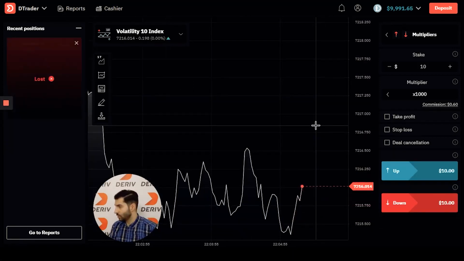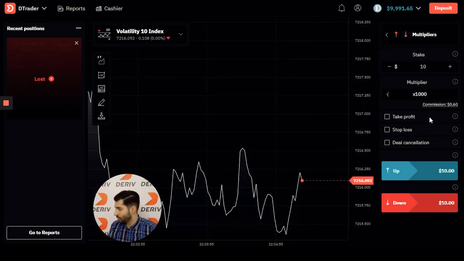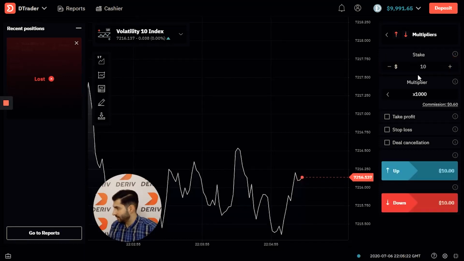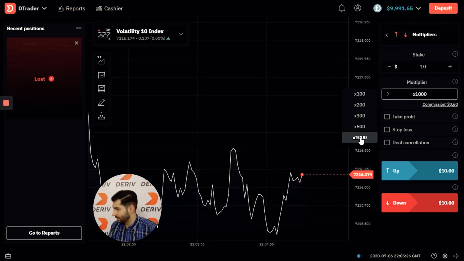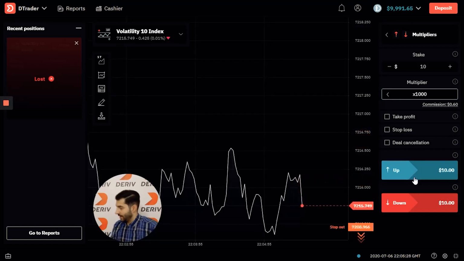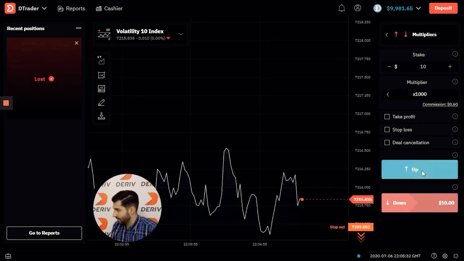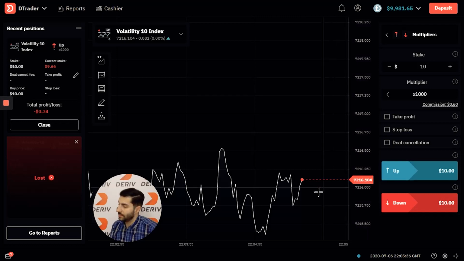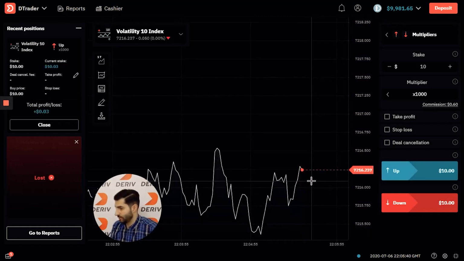Okay, so let's start off by purchasing a contract without any additional features turned on. Let's keep it simple. Over here, I'm going to select $10 as my stake, and we're going to leave the multiplier at 1,000. And I'm going to select an up contract for $10. So having selected an up contract, what does that mean? It means that if the market price moves up, I will earn a profit.